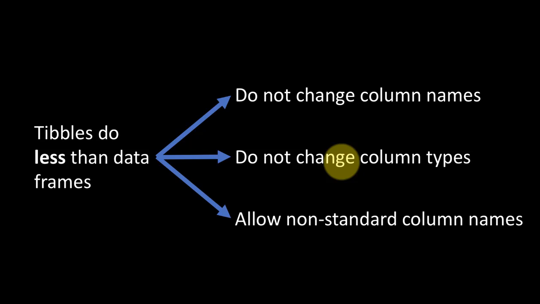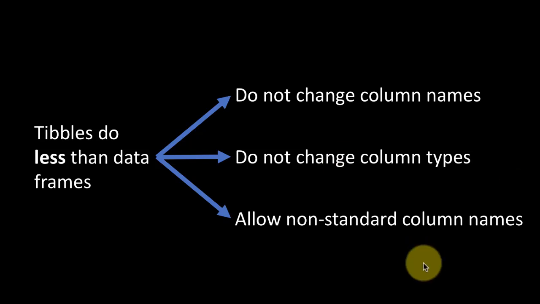And the other beautiful thing about tibbles, sometimes convenient, is that it allows non-standard column names. As we've already pointed out, in data frames, you cannot have column names with spaces, for example. With tibbles, you can. With data frames, you can't have column names which are just numbers, like 1999. But with tibbles, you can. And the list goes on. You can even use special characters in column names with tibbles, but you could not do that with data frames.